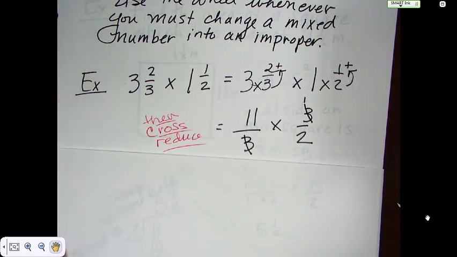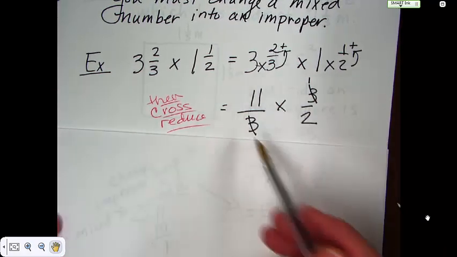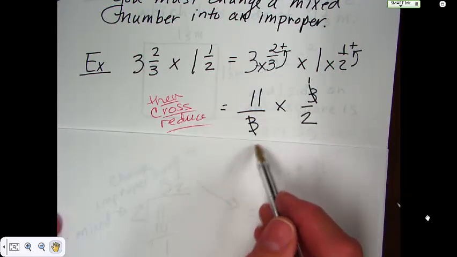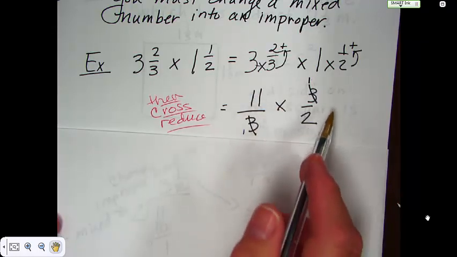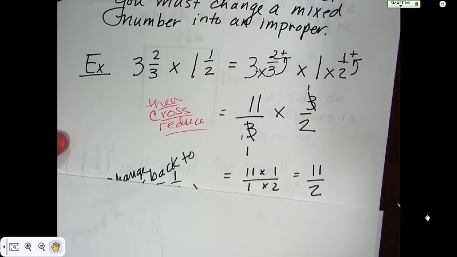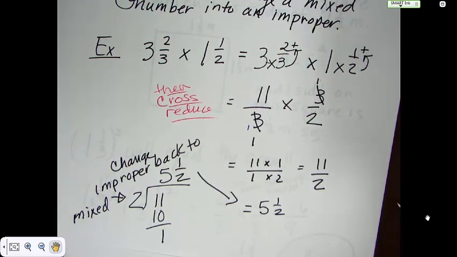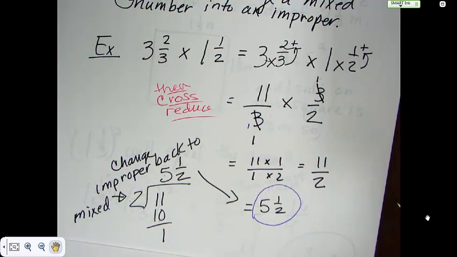Looks like that. Okay? And then cross-reduce, which of course, the only thing I can cross-reduce is I can take a 3 out of 3, and I get a 1, and 3 out of 3 here, and I also get a 1. So 11 times 1 is 11, and 1 times 2 is 2. I end up with 11/2, and then I just use division to take it back to a mixed number. 11 divided by 2, 2 goes into 11 5 times with 10. Subtract, you get 5 1/2. That's not too bad, is it?